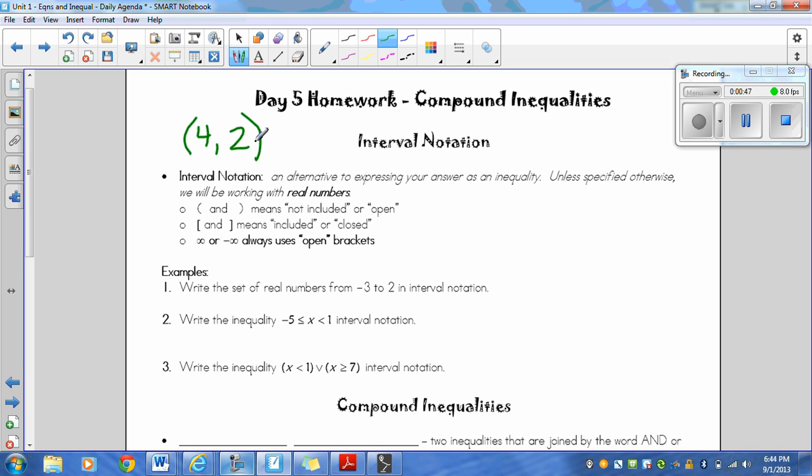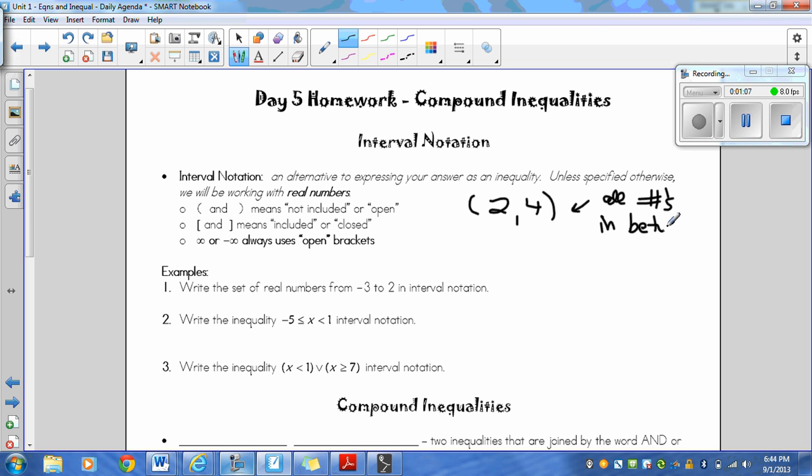For example, you could have 2 comma 4, which means all numbers in between 2 and 4, but not including 2 and 4. So that's the definition of a parenthesis in interval notation. It is in between those two numbers but doesn't include those two numbers.